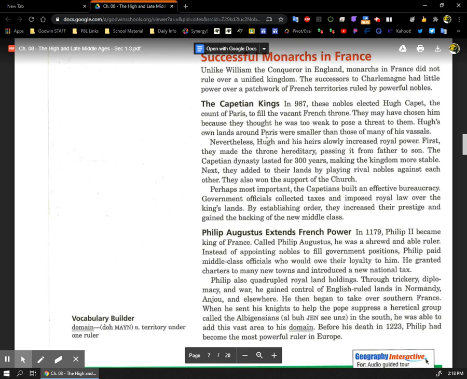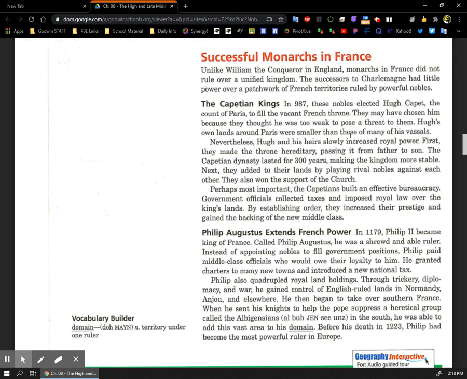Hugh's own lands around Paris were smaller than those of many of his vassals. Nevertheless, Hugh and his heirs slowly increased royal power. First, they made the throne hereditary, passing it from father to son. The Capetian dynasty lasted for 300 years, making the kingdom more stable. Next, they added to their lands by playing rival nobles against each other. They also won the support of the church.